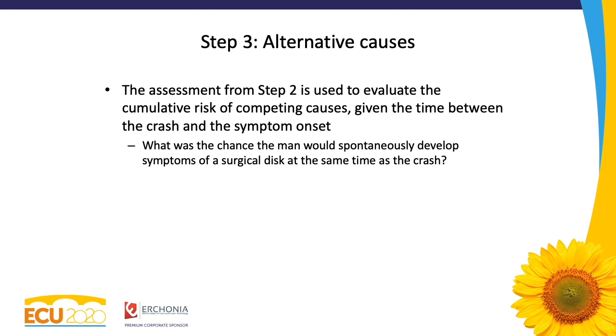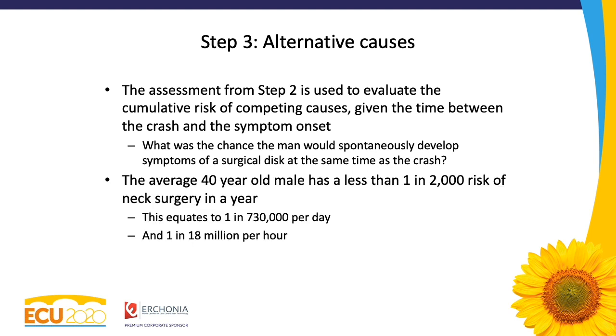Alternative causes. So, what can we say about this guy developing ultimately a surgical disc problem at the same time as the crash, but if the crash doesn't happen? Well, I'll just throw out a pretty reliable figure from the United States hospital data, which is that the average 40-year-old man has less than 1 in 2,000 risk of neck surgery in a year. That's pretty accurate. So we're not talking about a year, we're actually talking about a day, and even we're just talking about within an hour or minutes of the crash.